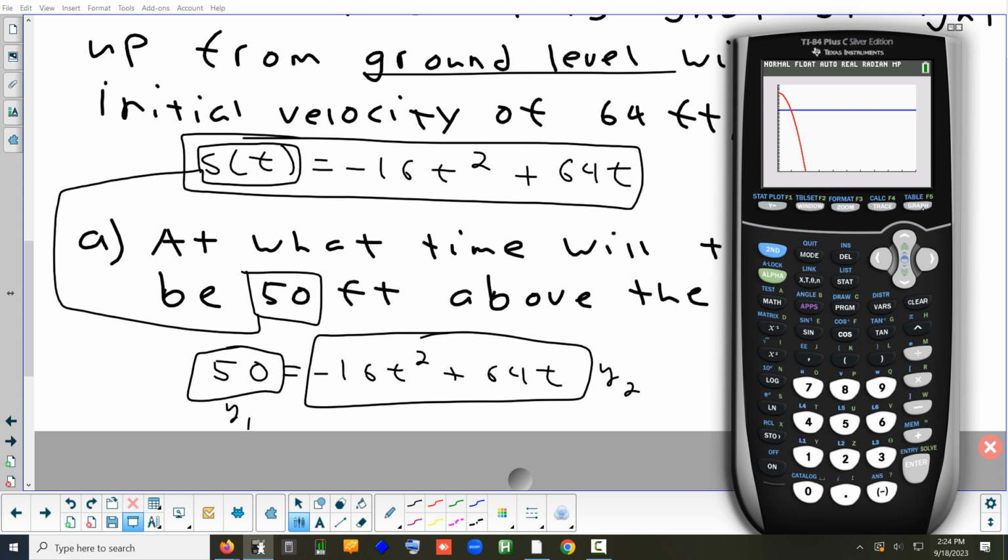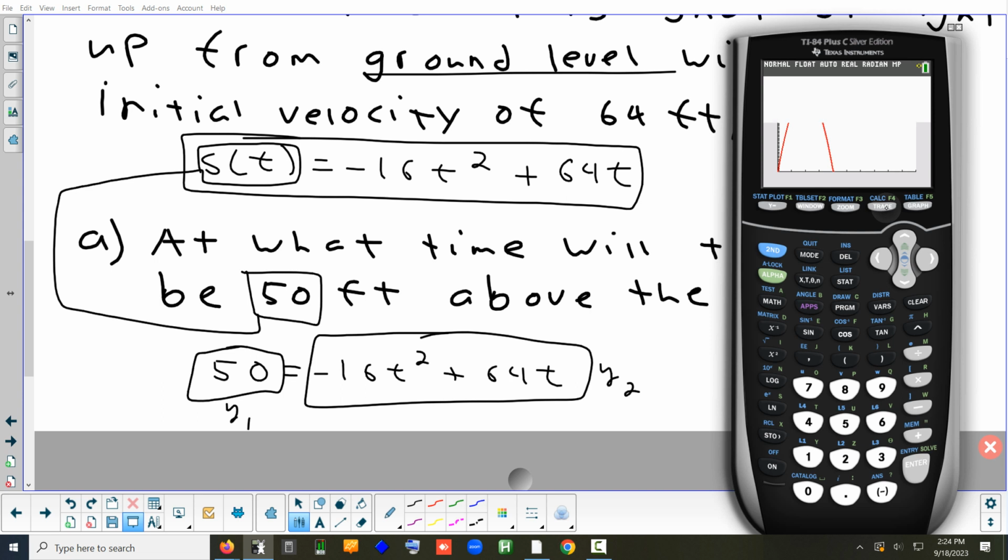Okay. Let me see. I didn't type something in right. I probably forgot a negative. Oh, I forgot an x. Yeah, that's the problem. 64x. I knew that didn't look right. That looks good. Okay, so how many times do we hit 50? Yeah, we hit it twice, on the way up and then on the way down.